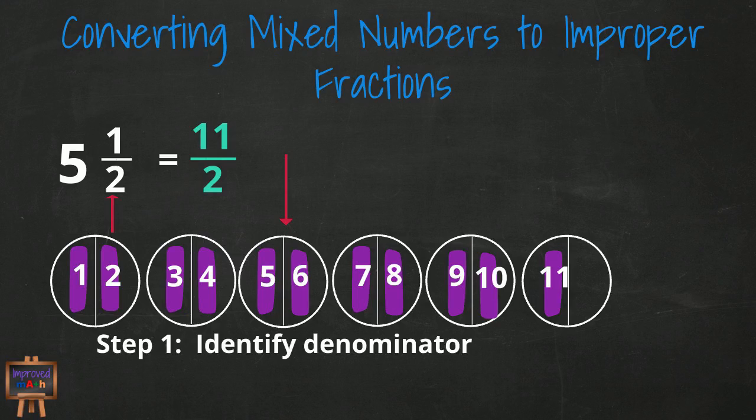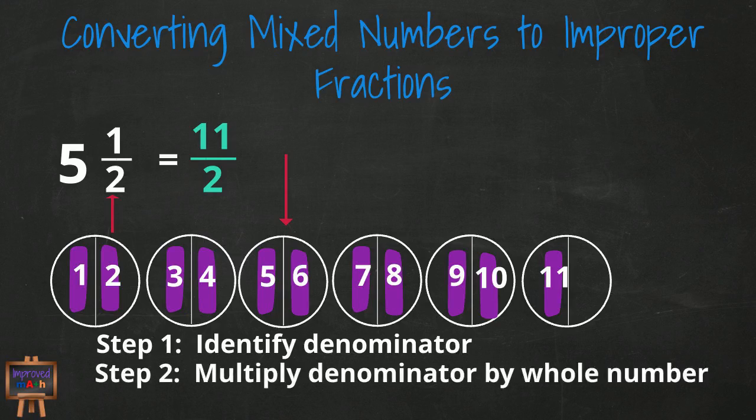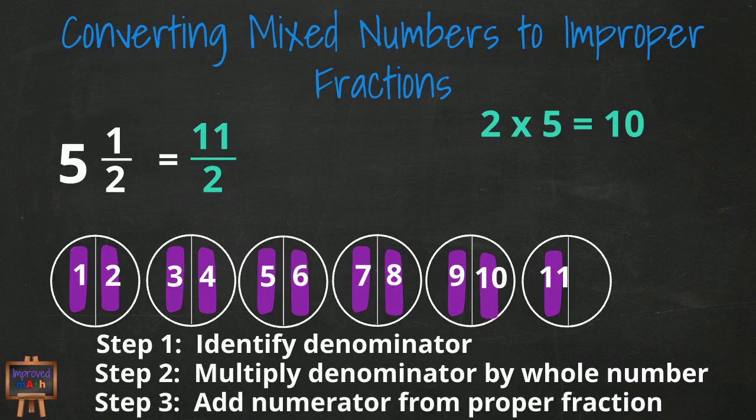Next, we multiply the denominator times our whole number. Here, that would be 2 times 5, to get us a total of 10. Next, you add the remaining numerator from your proper fraction, which is 1, to get to 11. So the steps in converting mixed numbers to an improper fraction is to multiply first, then add. You do that in a clockwise fashion, starting at the bottom and moving around towards the top.